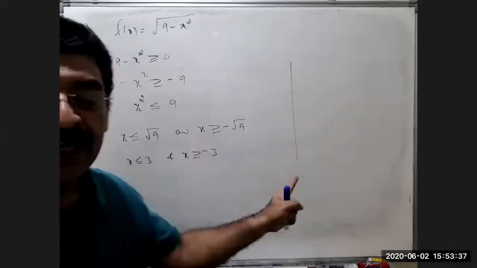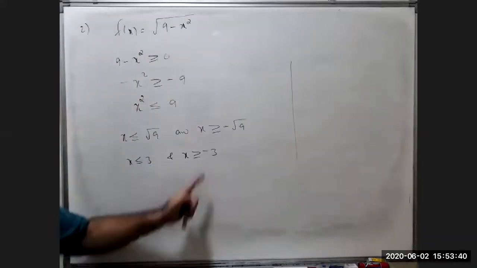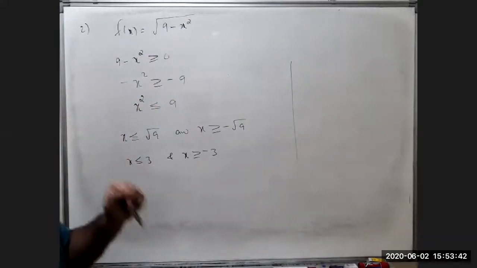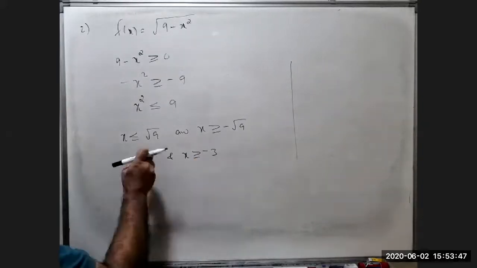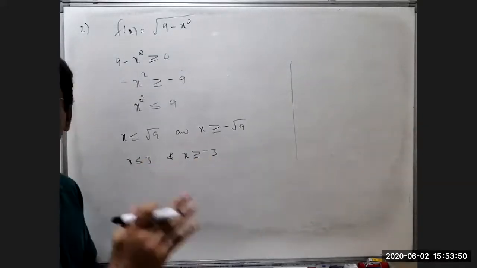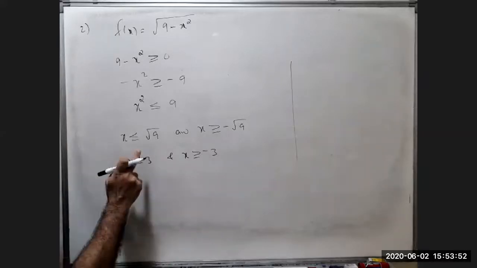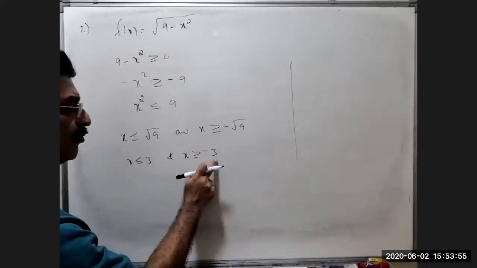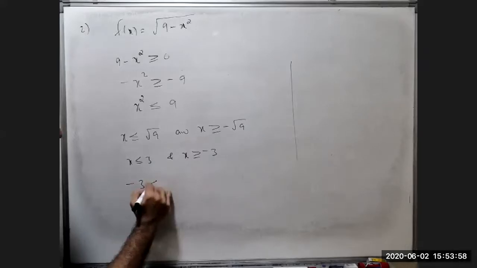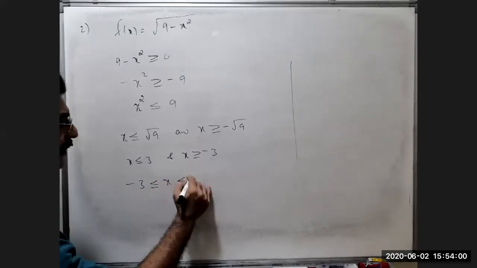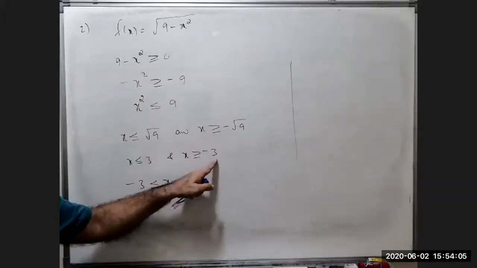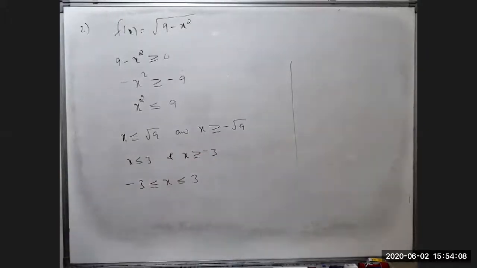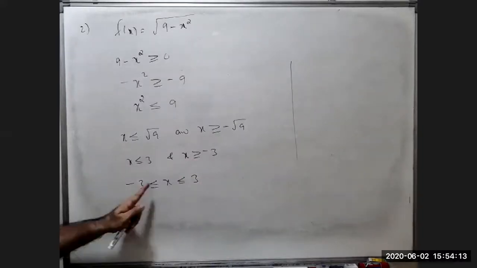x is more than minus 3 and less than 3. If you are combining this, whenever we get two inequalities, start from the smaller number. We have x, 3 and minus 3. Minus 3 is smaller. So minus 3 less than or equal to x, less than or equal to 3. Minus x is greater than minus 3 means minus 3 is less than x. So combining these two, we can write minus 3 less than or equal to x less than 3.